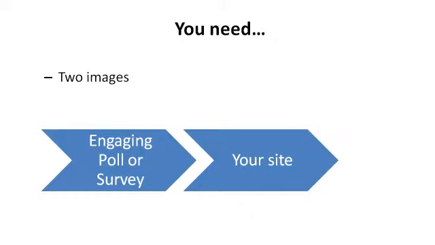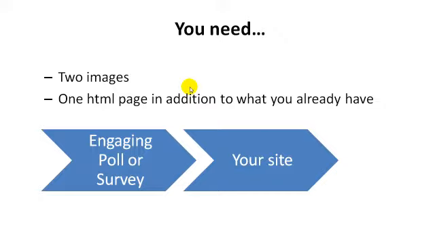In order for this to work, you're going to need 2 images, and then you'll need to have one HTML page in addition to what you are already having. Now, you can have an HTML page or you can have a WordPress page. So depending on what site you use, just an extra page with 2 images on it with an engaging poll or survey, that's what we're going to be creating, which eventually redirects to your main site. So let me show you how to implement this.